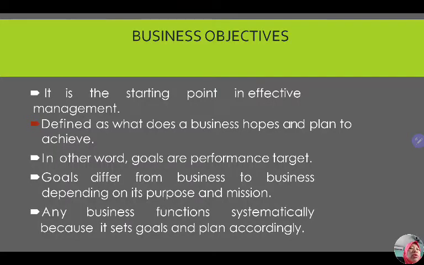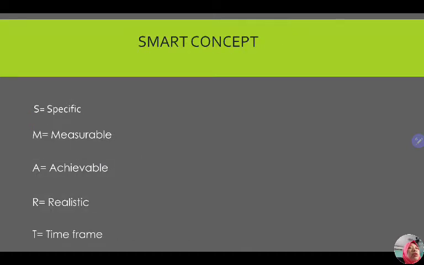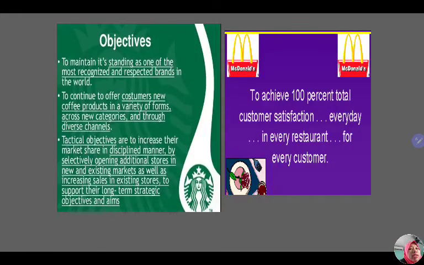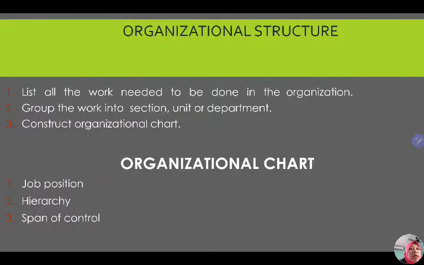You also need to provide a business objective. Objective is the starting point in effective management. When you do your company objective, it must be specific, measurable, achievable, realistic, and it must have a time frame. This is what we call the SMART concept. This is the example of objectives, or you can read it here for McDonald's and Starbucks, or you can Google any other companies.